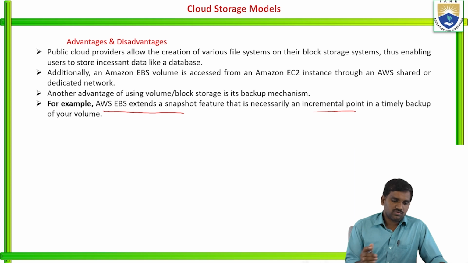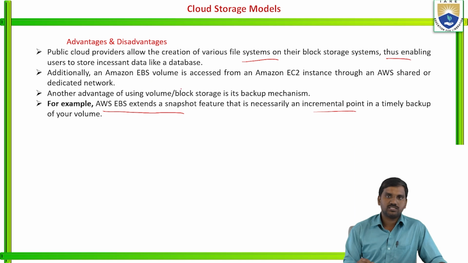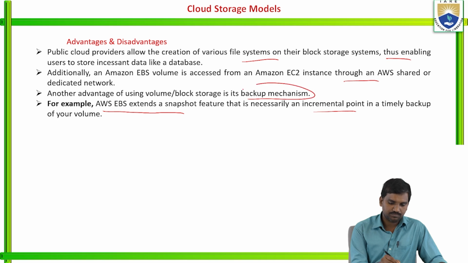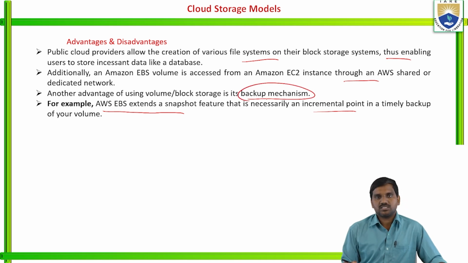Public cloud providers allow creation of various file systems on their block storage systems, thus enabling users to store persistent data like a database. Additionally, an Amazon EBS volume is accessed from an Amazon EC2 instance through an AWS dedicated network. Another advantage of using volume block storage is the backup mechanism. It can provide a backup mechanism for users. So these are the advantages and disadvantages of the volume storage model.